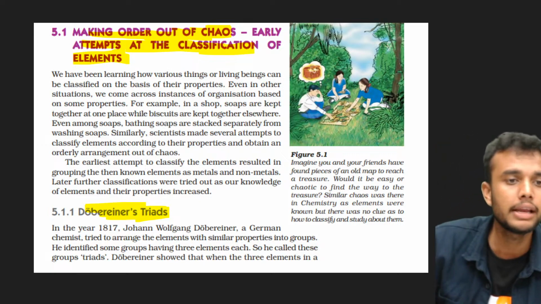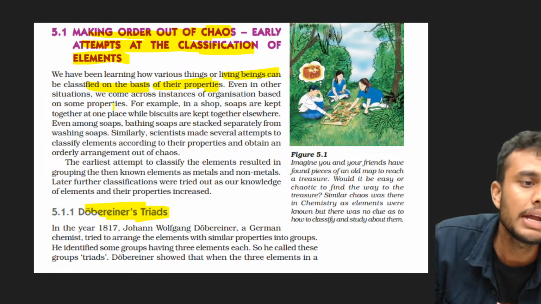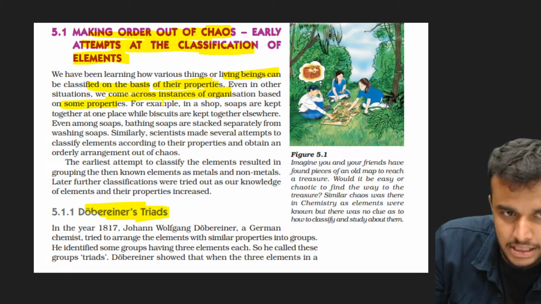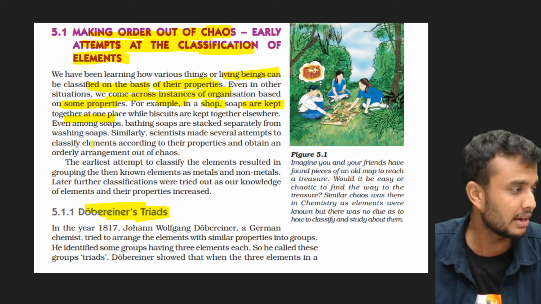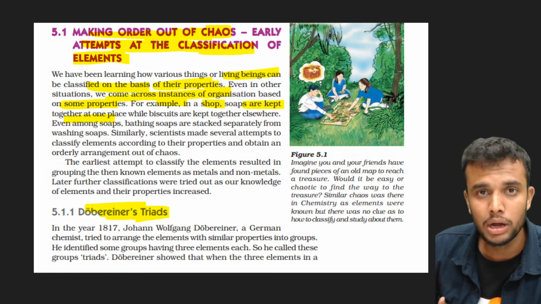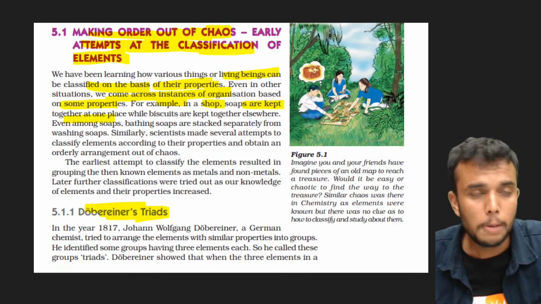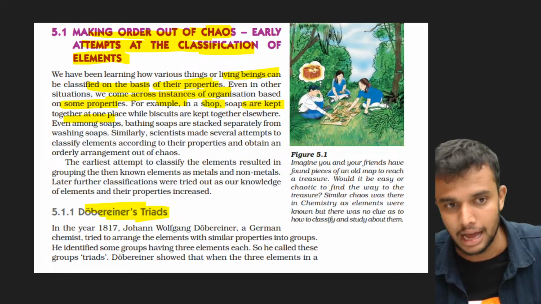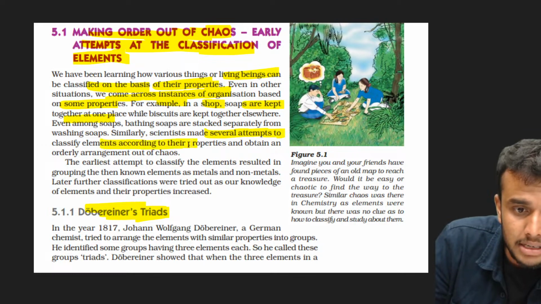We have been learning how various things or living beings can be classified on the basis of their properties. We already know, right? Even in other situations, we come across instances of organization based on some properties. For example, in a shop, soaps are kept together at one place, in one column, and other items in another. Whenever we enter a mall, soaps are kept on one side, similarly other detergents are kept on one side, and bathing soaps are kept in another. Similarly, scientists made several attempts to classify elements according to their properties.